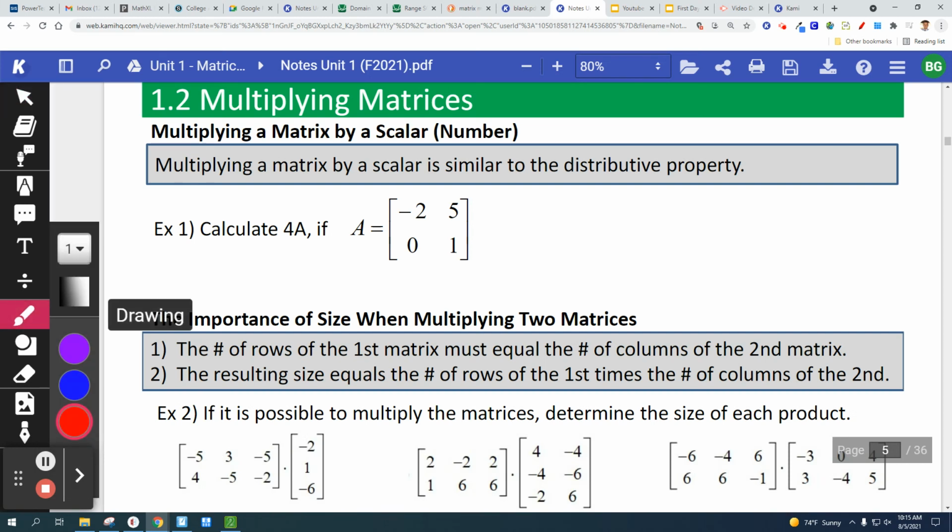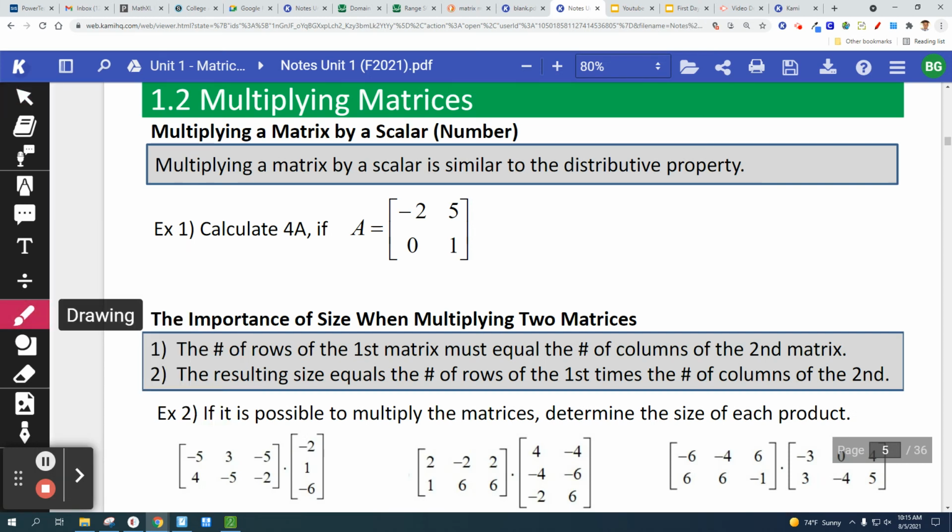1.2 Multiplying matrices. There are two types of multiplying matrices, and one is kind of easy and one is kind of complicated. But the first one is multiplying by a scalar, or multiplying by a number. Multiplying by a scalar is similar to the distributive property. And you're gonna like that.